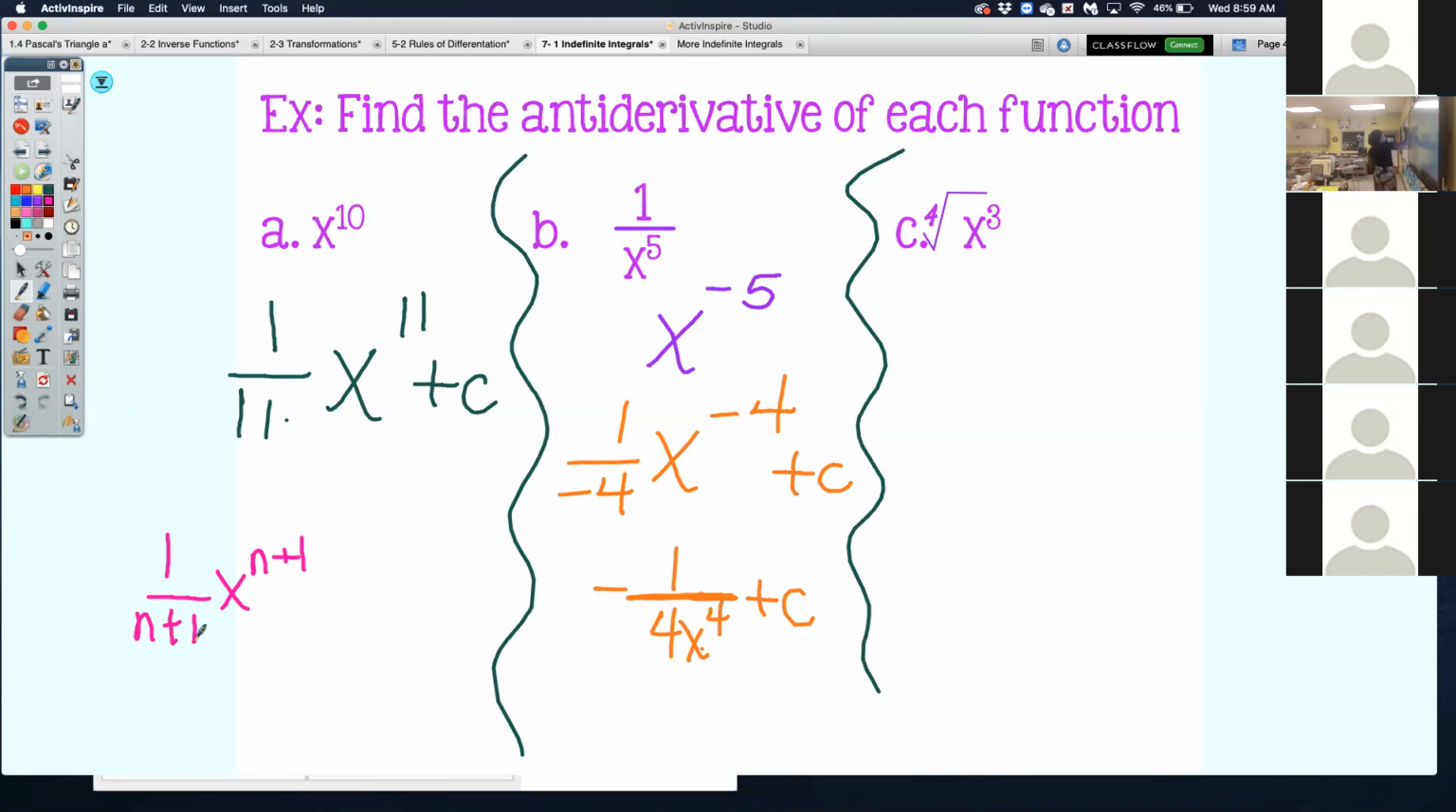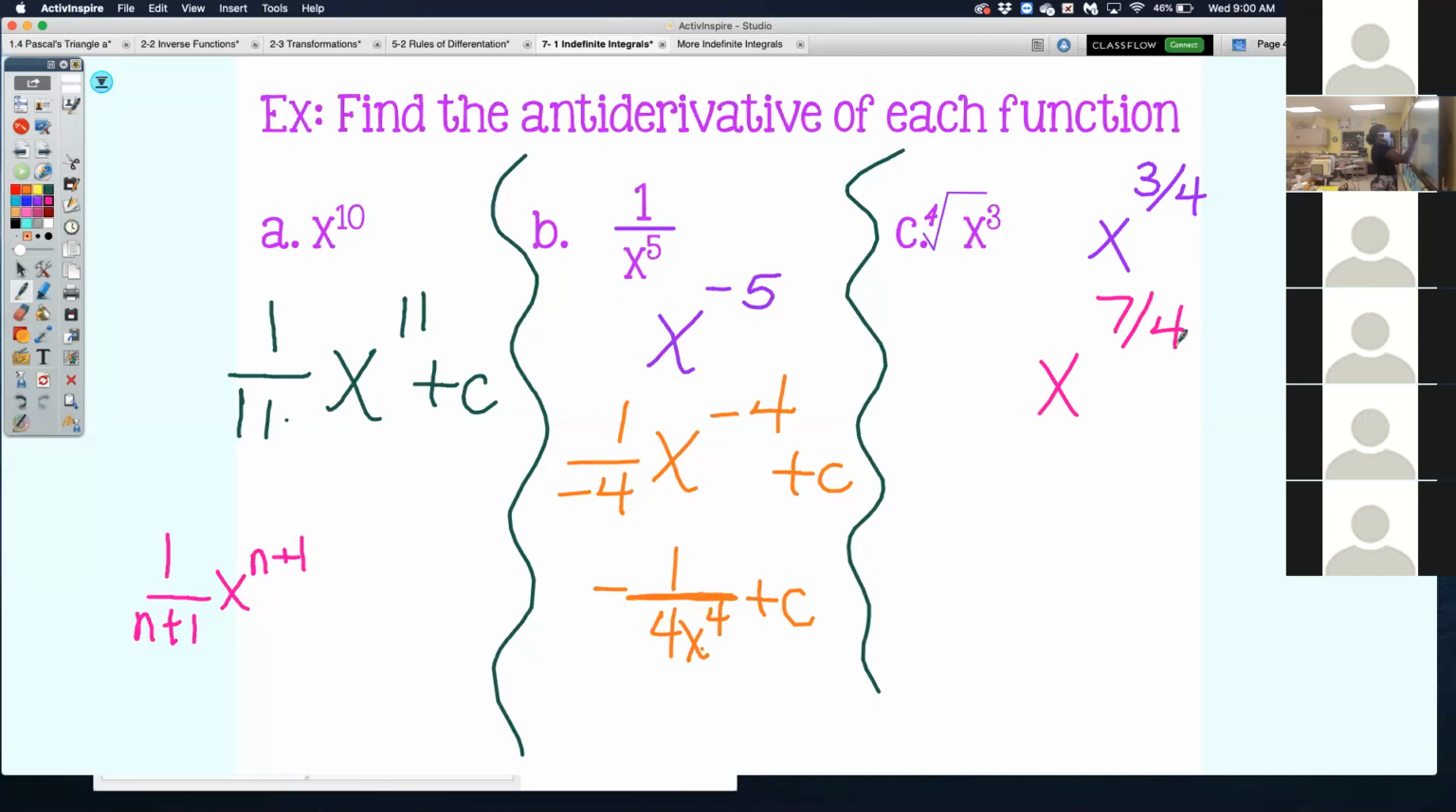For c, in order to use that power rule, we can't have it in its radical form. We have to turn it into an exponent. So this becomes x to the what power? 3/4. Hence that skill from your do now earlier. So I need to add 1 to my exponent. What's 3/4 plus 1? 7/4. That's my new exponent.